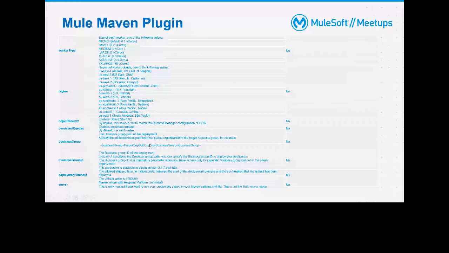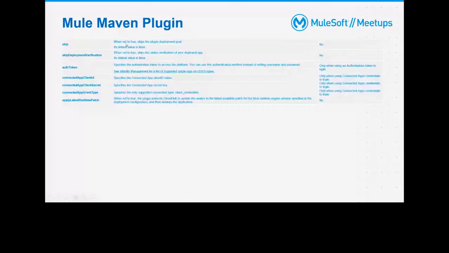Then skip: when set to true, skip the plugin deployment goal. Skip deployment verification: generally when you deploy the application, it takes some time, right? And once it uploads the jar, if you don't want to see what happened, the pipeline will end. If you make this true, by default it's false.